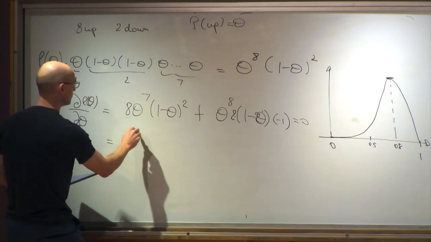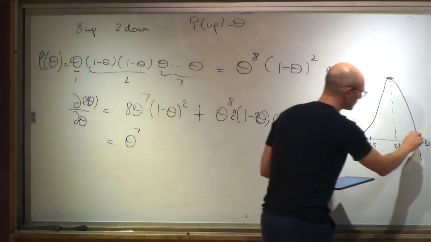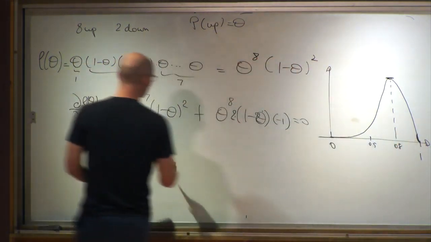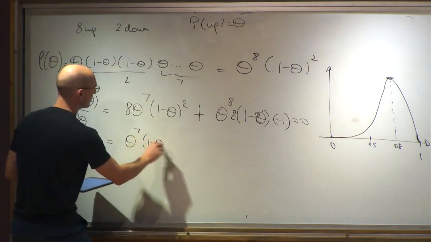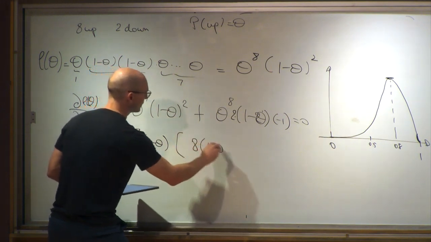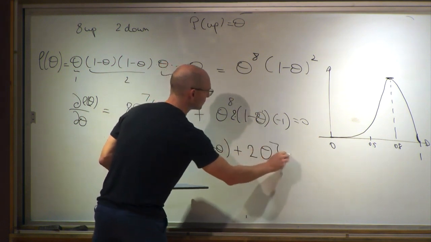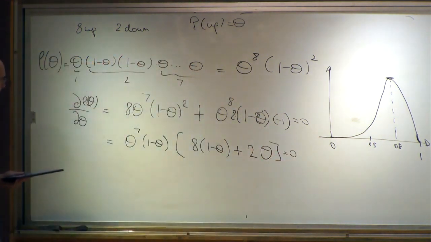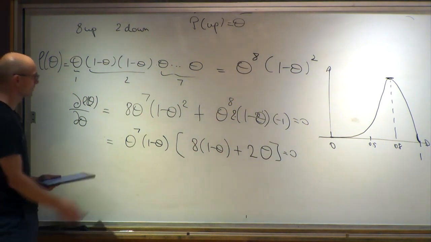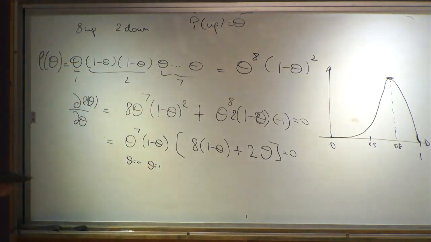So we can rewrite this as theta to the 7 times, actually I plotted it wrong. It's going to go like this here. Theta to the 7 times 1 minus theta, we can bring up front, and then there is left 8 times (1 minus theta) plus 2 times theta, equal to 0. So we see that this thing will be equal to 0 when theta is equal to 0, theta equal to 1. Those are actually minima rather than maxima. They're bad places to be, but they have a derivative that's 0.